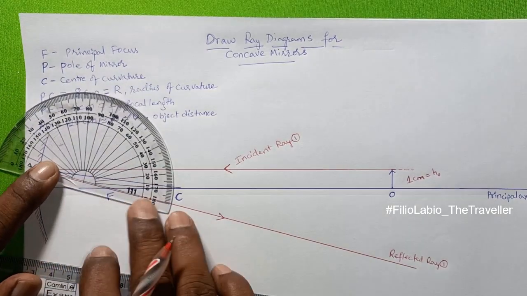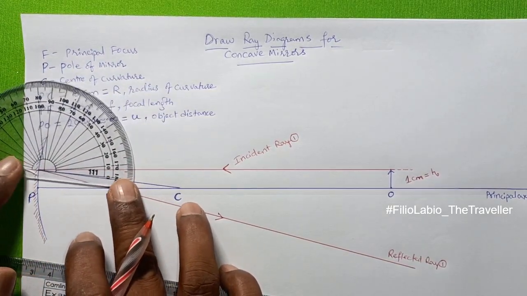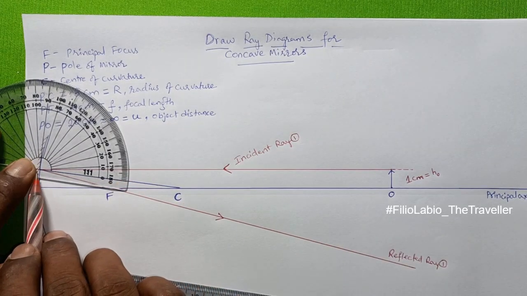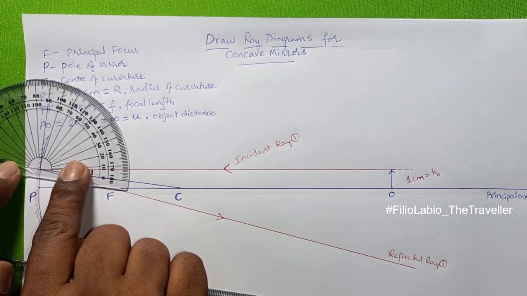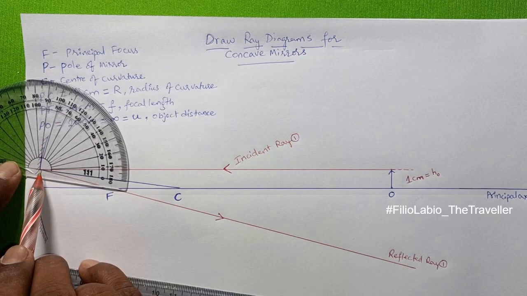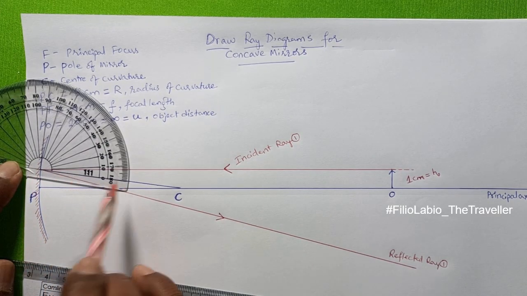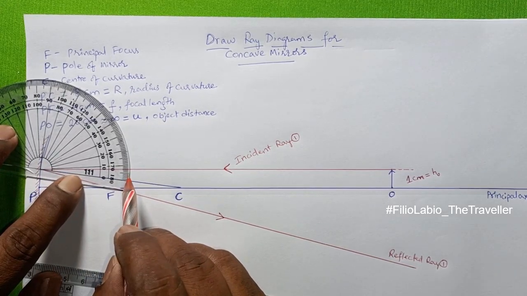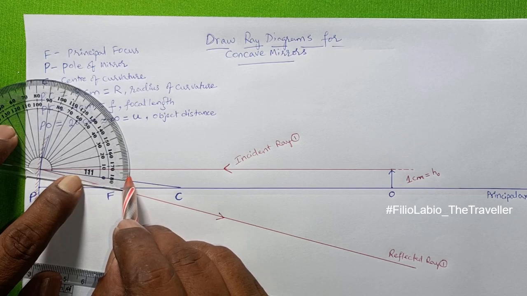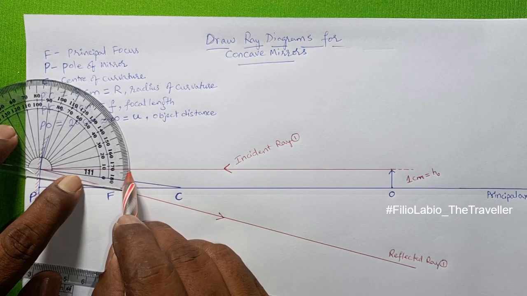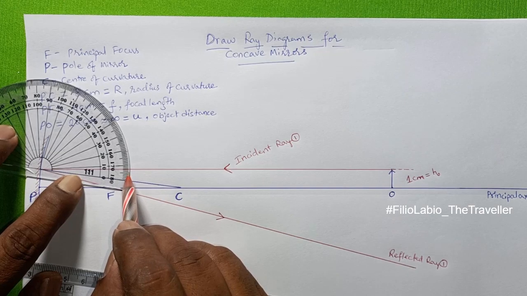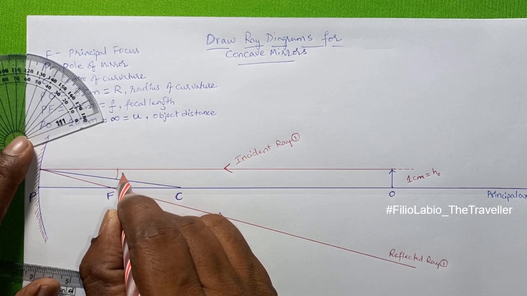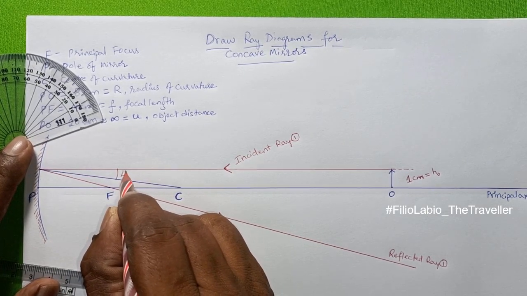Take the protractor and place the base of the protractor along the radius of curvature. The center of the protractor must be at the point of incidence and the base of the protractor must be along the radius of the curvature. Now clearly you observe that it is 5 degrees, 6 degrees, 7 degrees, and it is between 7 and 8 degrees. Therefore, this angle is called the angle of incidence.